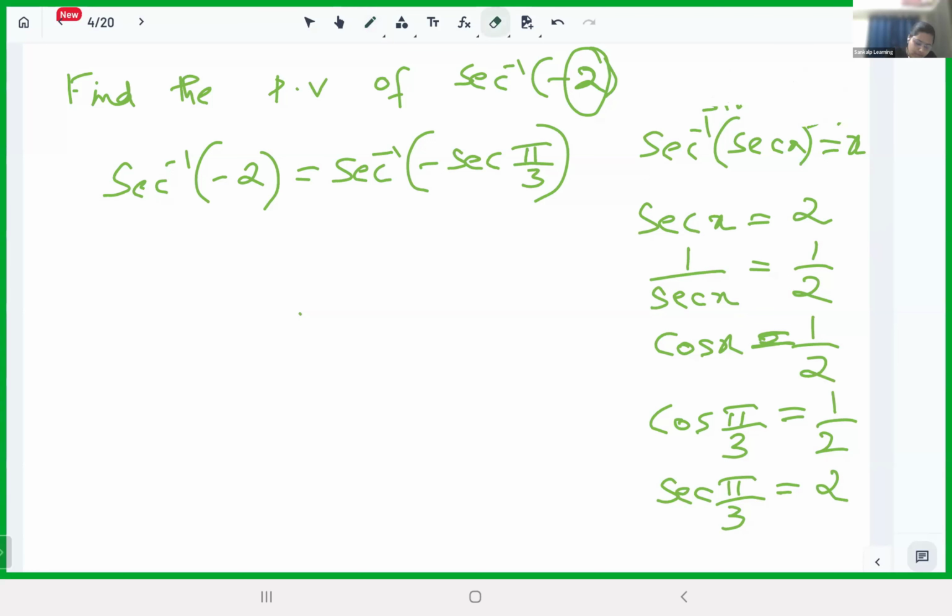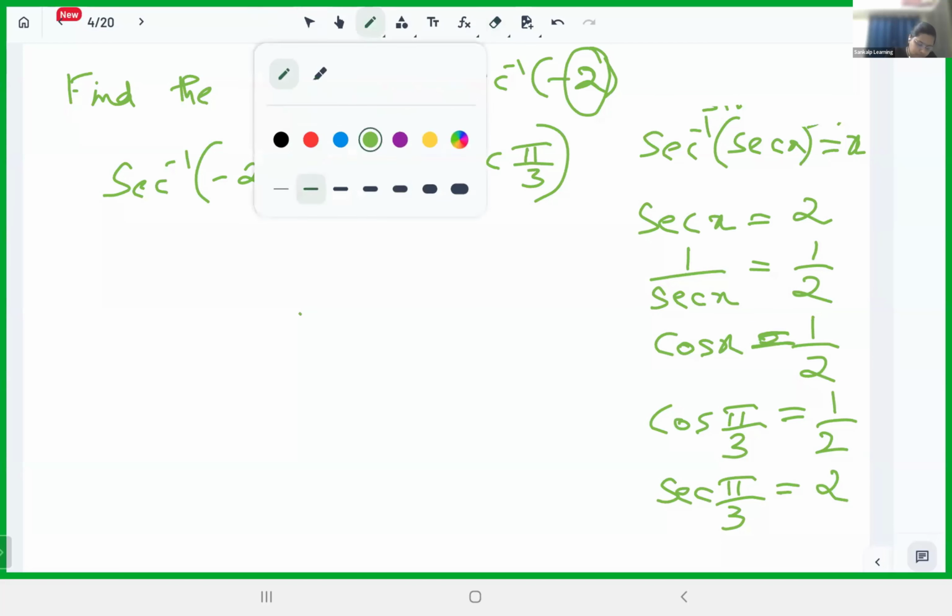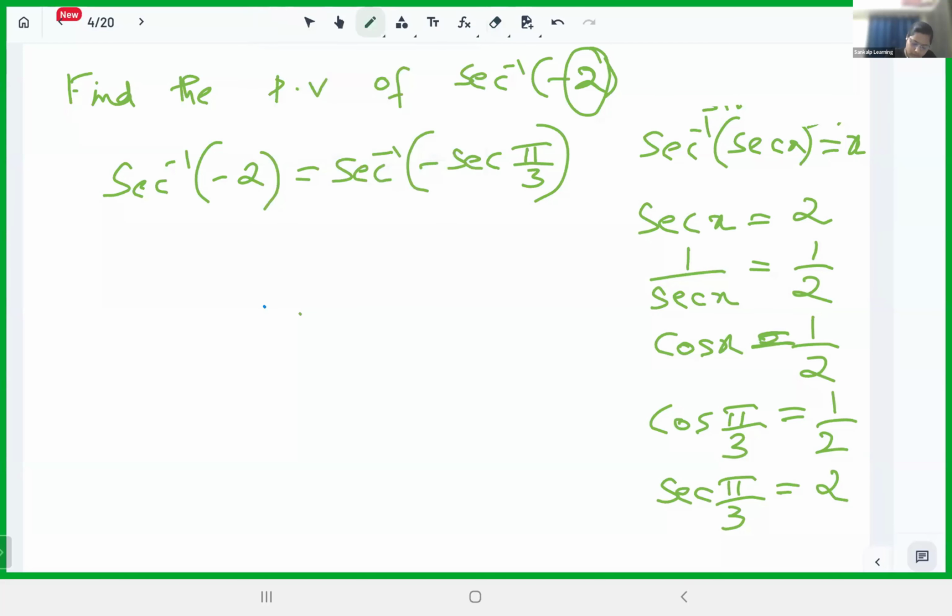So how will you do that? We have to find out the quadrant, right? Here you can see that in the second quadrant, sec is negative. So here also you can see a negative sign, right? So we can convert this into some angle in the second quadrant. What is the general form of the angle in the second quadrant? It is pi minus theta. So let this be the theta angle.